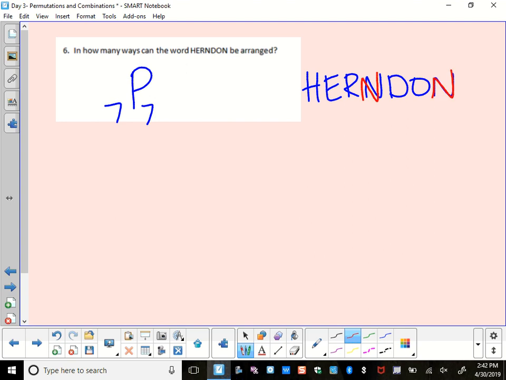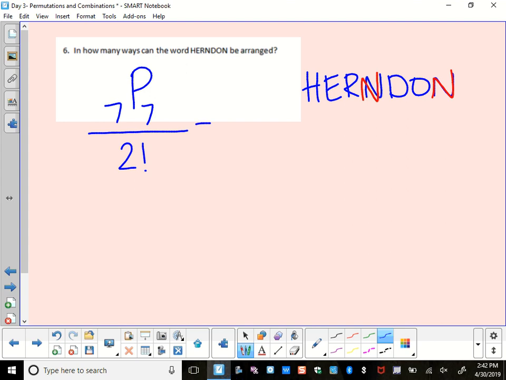What if I flip-flop those N's? It looks the same, but isn't it in the same order? No, because my first N is on the last N, and the last N is now the first N. So we are going to divide. You guys see that? We're going to divide always by repeat letters. I have how many repeat letters here? 2. So we're going to divide by 2 factorial.